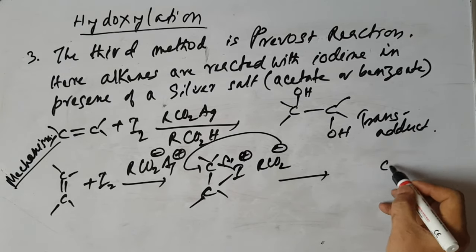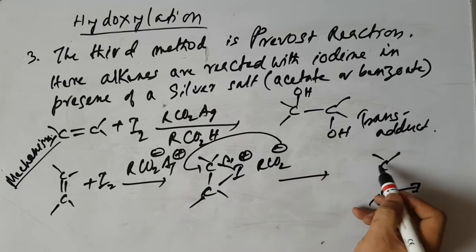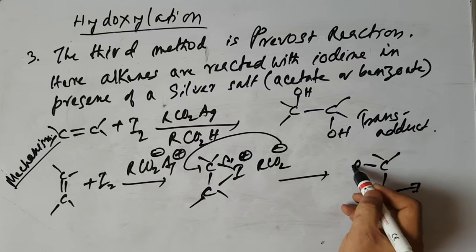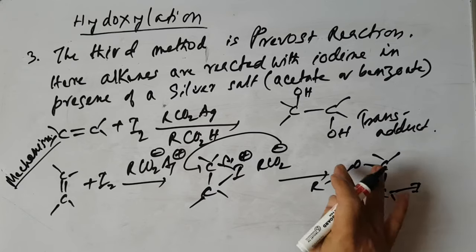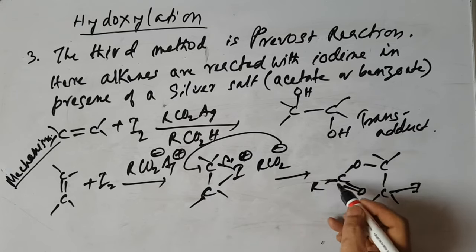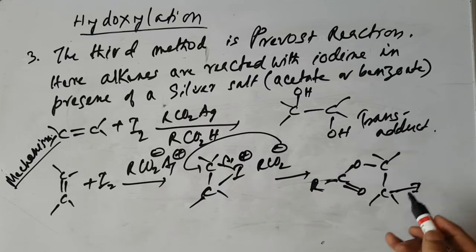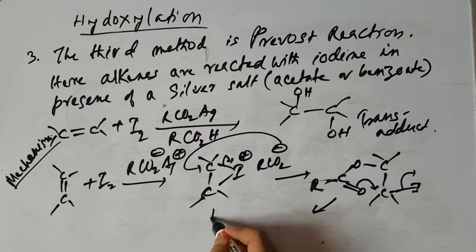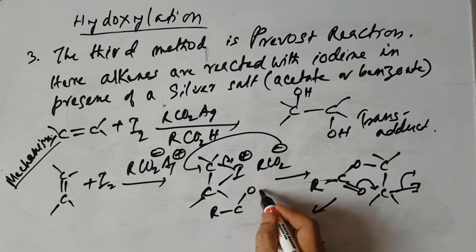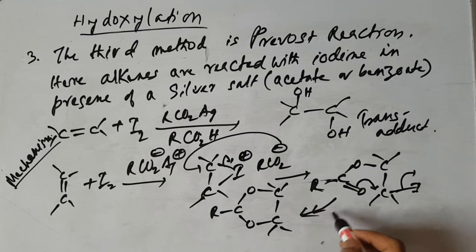So you got here the two carbons, then iodine here, and it takes this RCO2, this is O, C, R, with the one O here, okay. So the product is R, C, O, O, C, with attack from the back side, so it goes like this. Then we get a cyclic intermediate with R, C, O, C, and C, O like this, okay. So you got an intermediate, iodine has gone, so the product is like this.